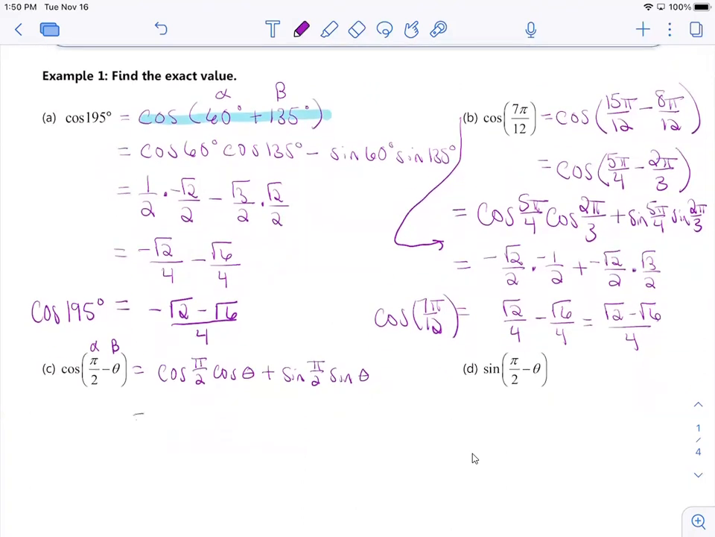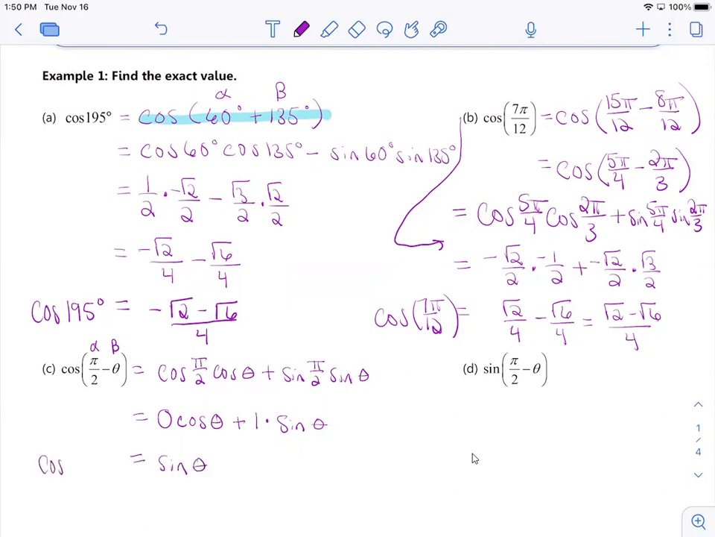And so what happens here is cosine of pi over 2, if we look at our unit circle, gives me 0. I don't know what cosine of theta is, so I'm going to leave it. Plus sine of pi over 2, look at that unit circle, we get 1, and then we multiply it by sine of theta, because I don't know what it is, since it's a variable. Well, 0 times anything is 0, and then 1 times sine theta, we just get sine theta.